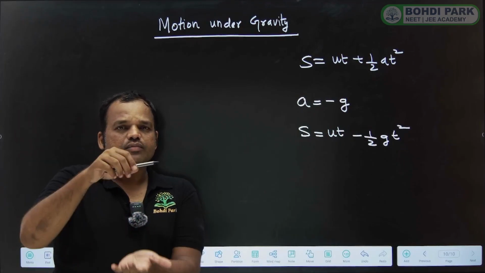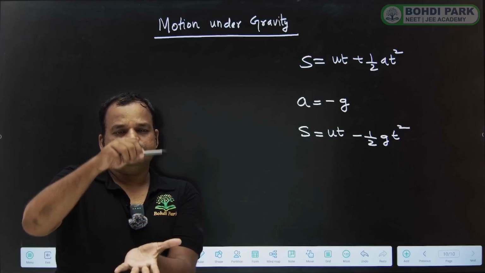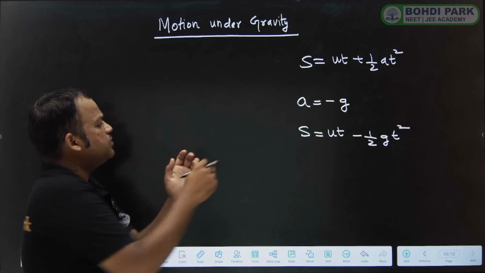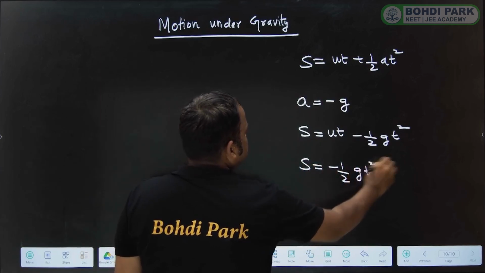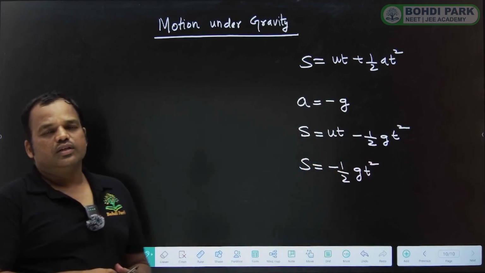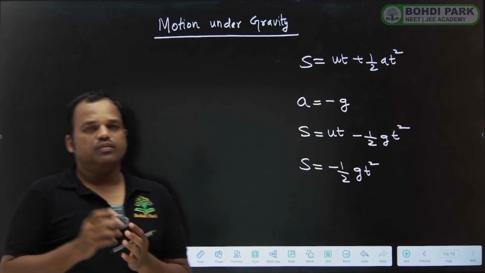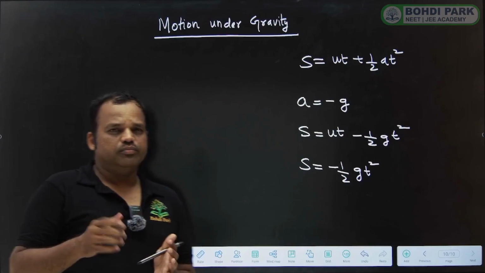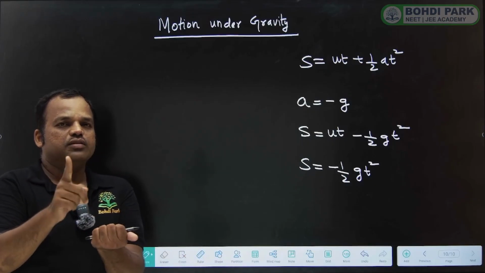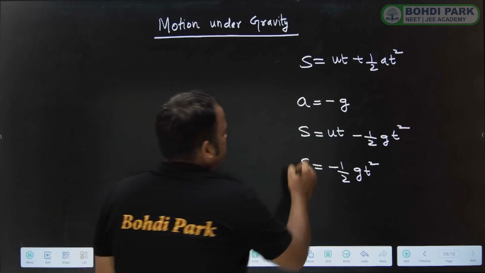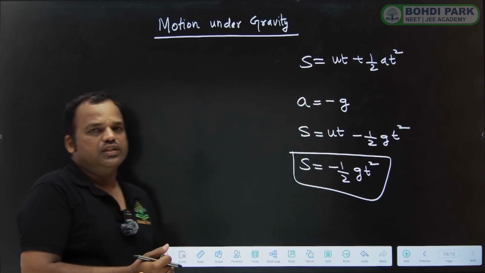Now imagine some object is falling. Initial velocity is 0. So this equation will become S is equal to minus half gt square. So the question says the ball is dropped or the stone is dropped. So when something is dropped, initial velocity is 0. So immediately you can use this formula, S is equal to minus half gt square.